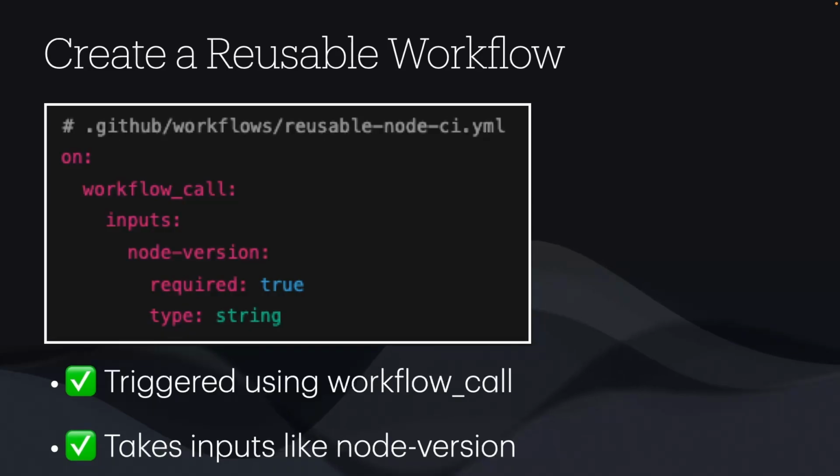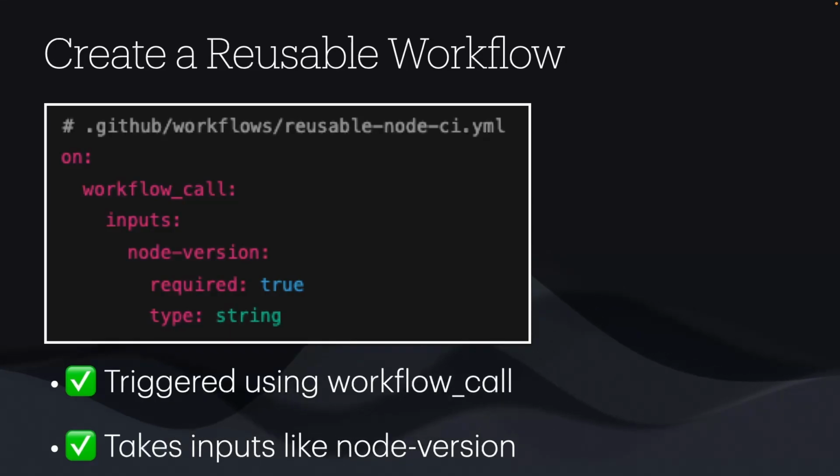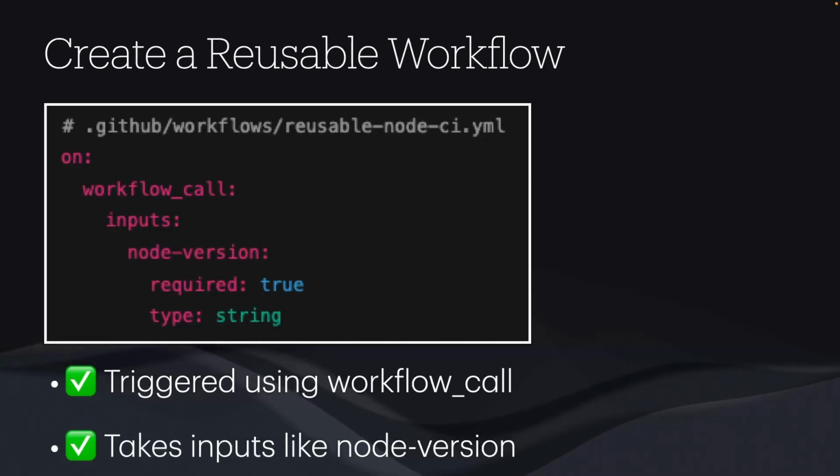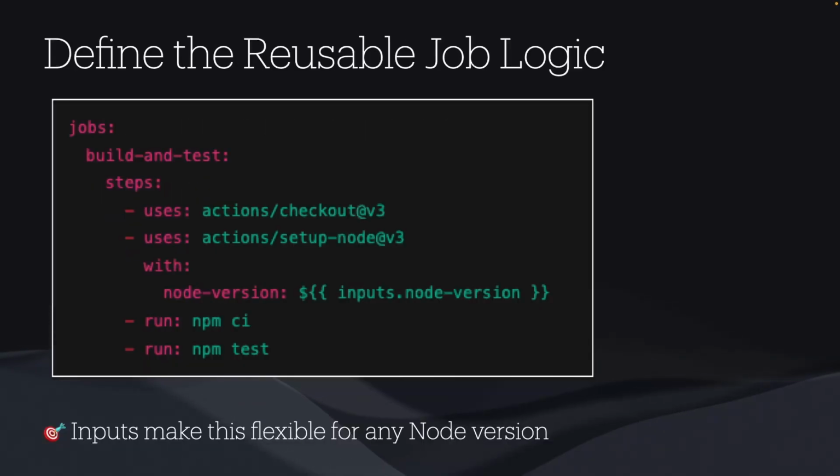So for example, I have two repos. One uses Node version 14 and the other one uses Node version 18. But we can use the same workflow and just call it using a different input. Once we call it using Node version 14, it will set up the Node environment for Node version 14. And similarly, in the other project, if we want Node version 18, we can call this workflow using Node version 18 and it will set up that environment. So this is how you can use inputs in your reusable job logic.